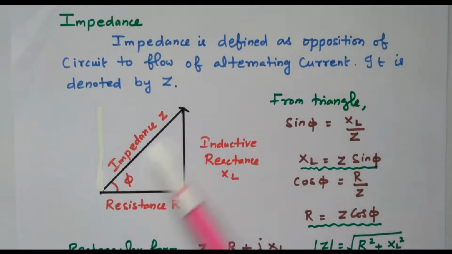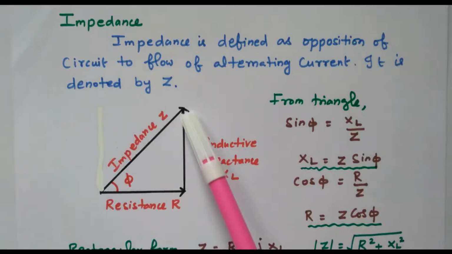How it is represented by the triangle: the resistor is in phase with the current, 0 degrees in phase with the current. The inductive reactance is at 90 degrees. There is a phase difference of 90 degrees between R and XL. The sum of these two, resistance and inductive drop, is the impedance. So impedance is the vector sum of resistance and inductive reactance, with a 90 degree phase shift between the resistor and inductive reactance.